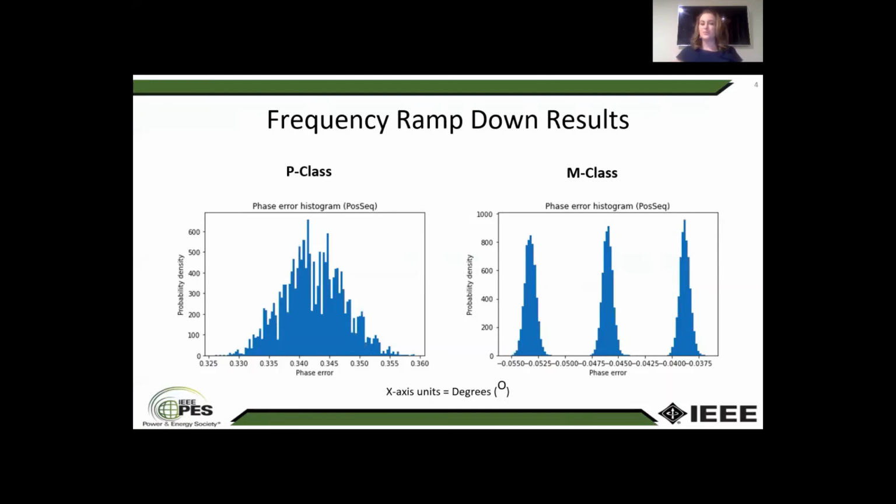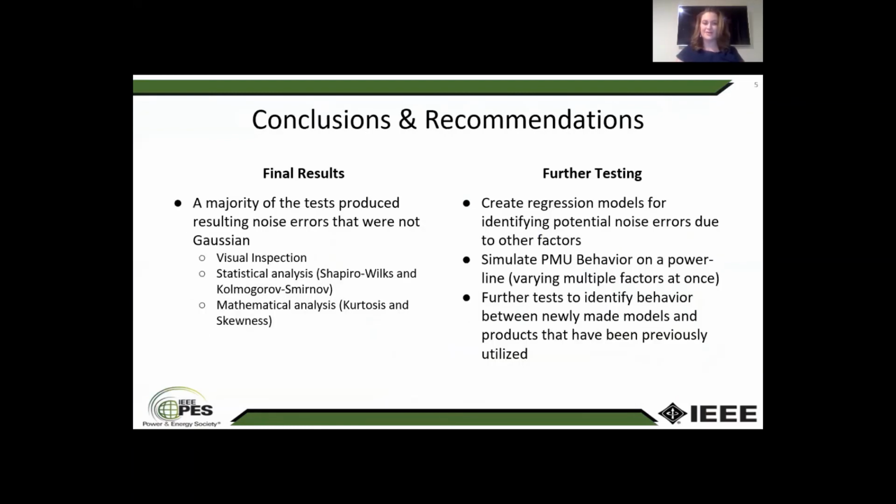We're looking to do further research and testing across all four of the results: frequency ramps, ups and downs, phase modulations, and amplitude modulations. But for now, this is just a quick snippet of what's further expounded upon in our paper. Our final results indicate that the majority of the tests produce noise errors that aren't Gaussian by visual inspection, statistical analysis, and mathematical analysis.